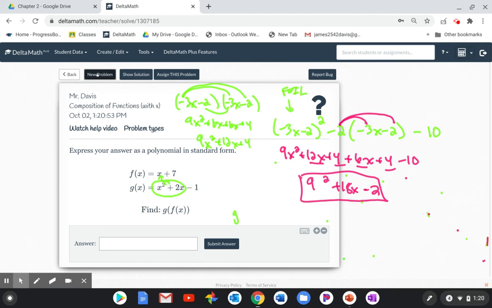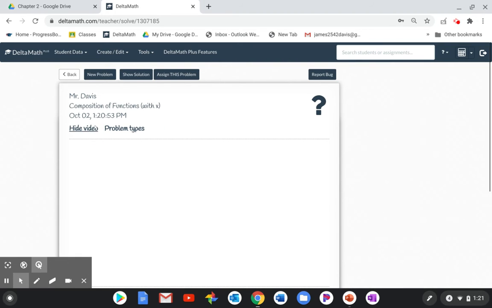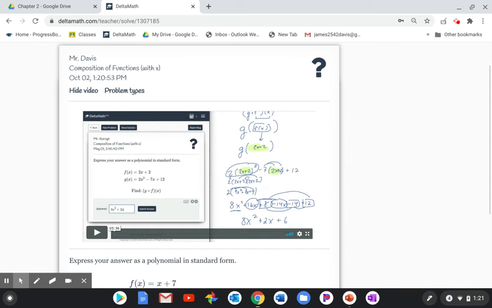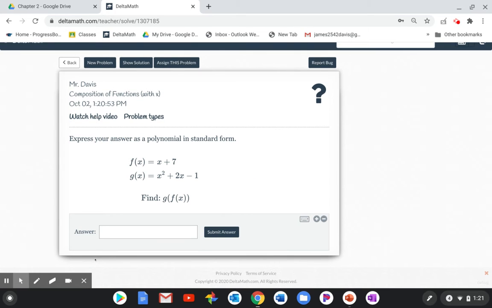And let's do one more. Another thing to note with all of these is that there's this help video option right here. So you can click on that watch help video, and that will actually give you an illustration as well. Probably very similar to what we're doing. Let's go ahead and tackle one more here.